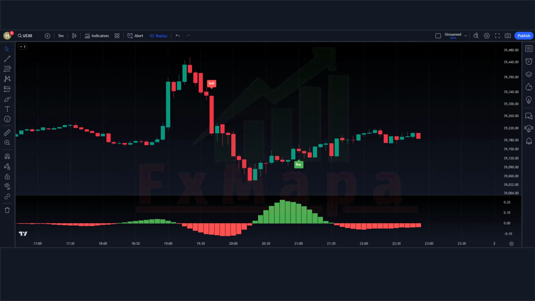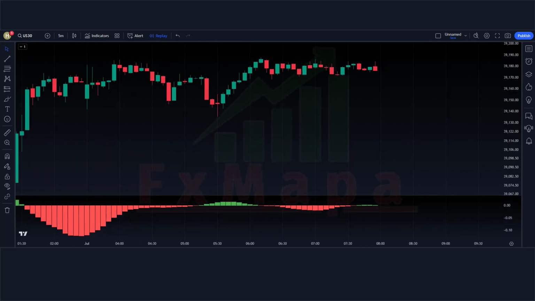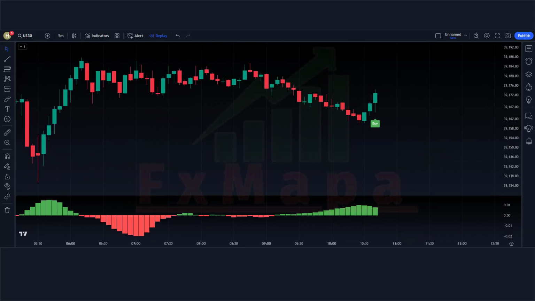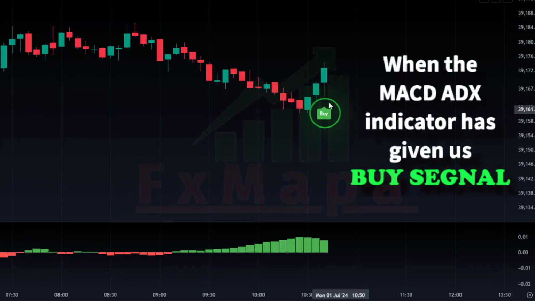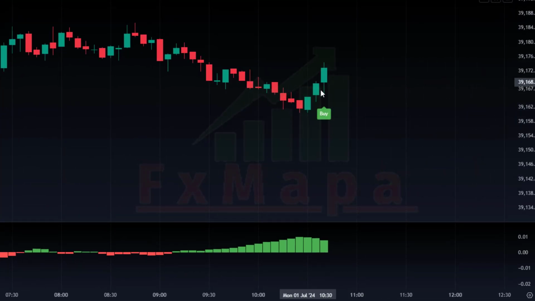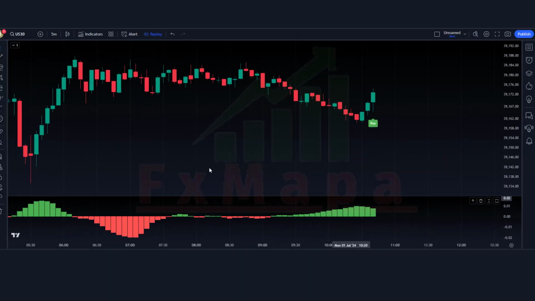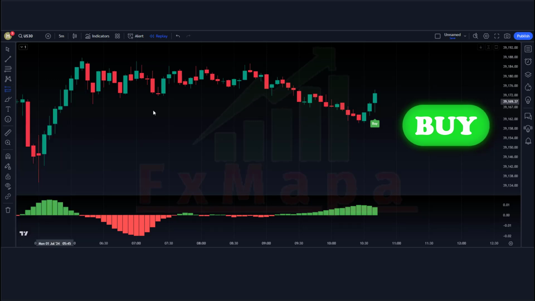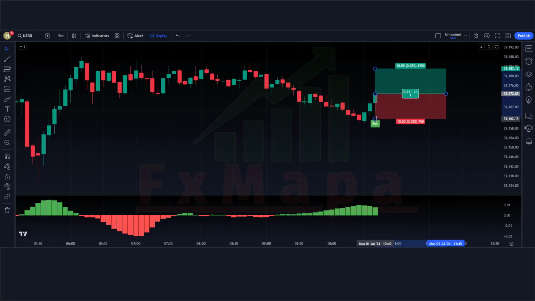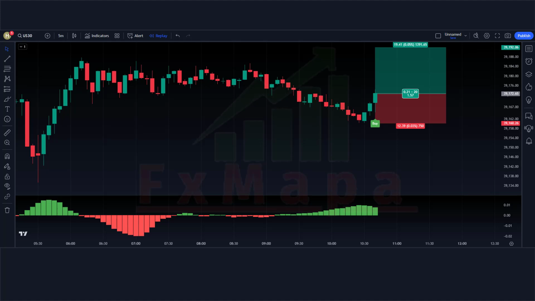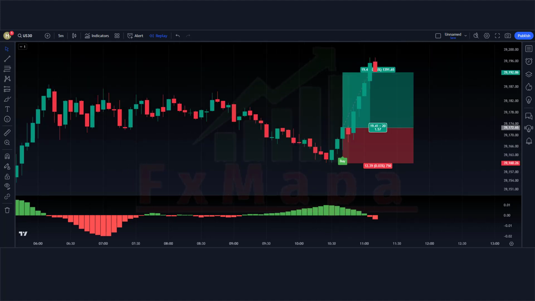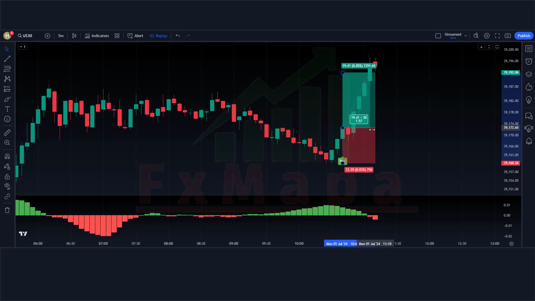Setup is ready. Now, let's understand the concept where we will take buy and sell trades based on their conditions. When the MACD ADX indicator has given us buy signals, when the market forms a bullish candle, and when the Elliott Wave Oscillator indicator shows a bullish histogram, if this condition is fulfilled, then we will place a buy order. Our stop loss will be placed at the current market's lower level, and the risk to reward ratio will be 1:1.5. The market has completely hit the target.